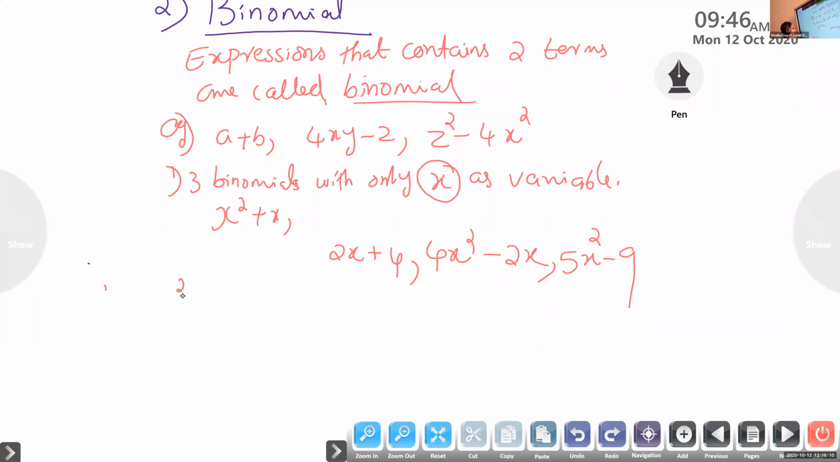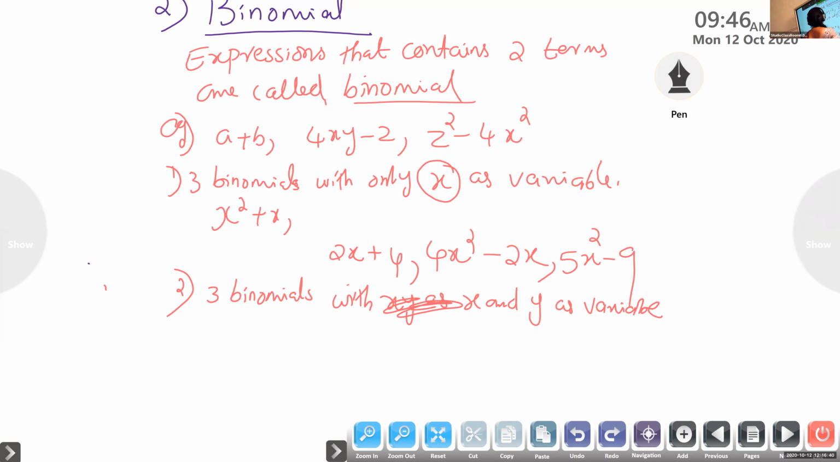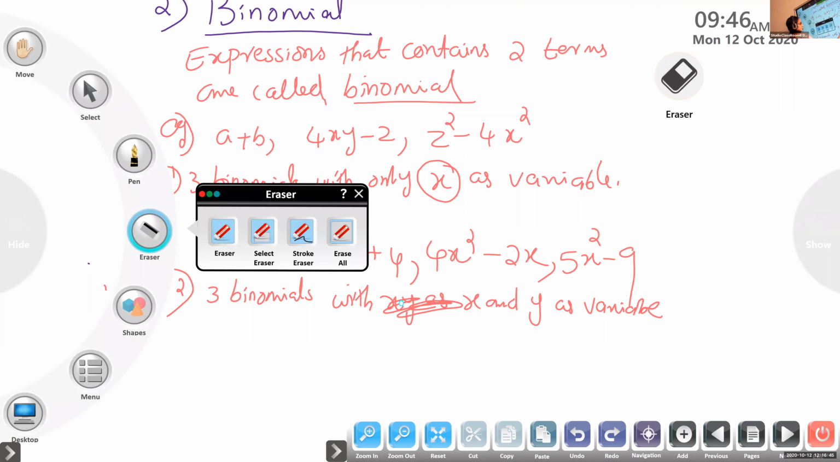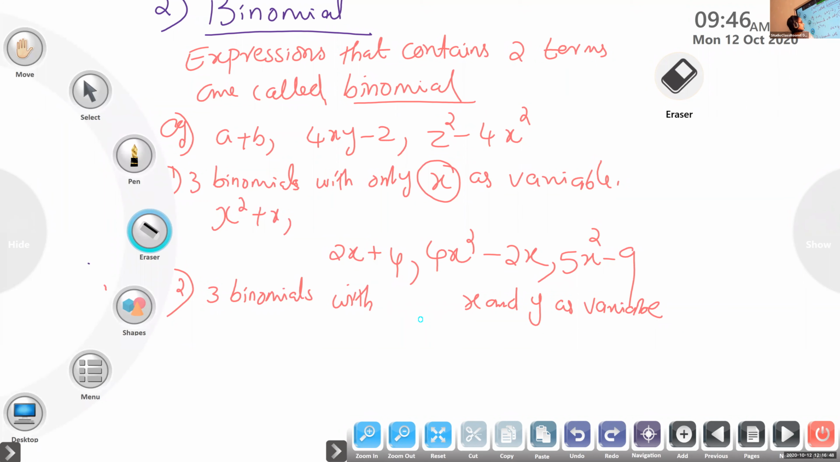Okay. Second example, write three binomials with x and y as variables. Not xy, x and y as variables. Write and give me the examples.